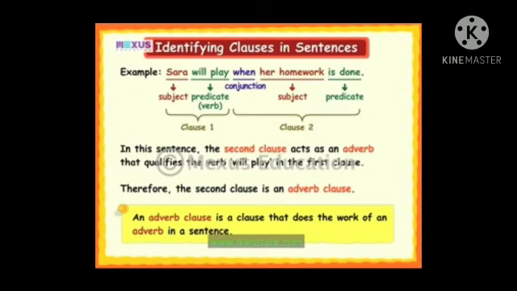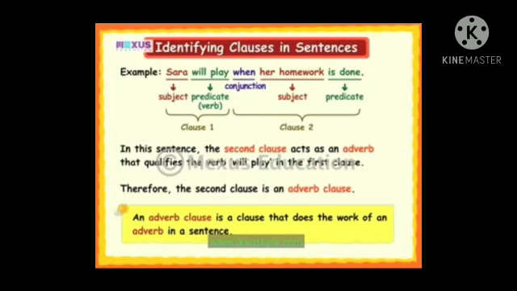Here, identify clauses in a sentence. First example: Sarah will play when her homework is done. Here, Sarah is a subject. Will play is a predicate. Sarah will play is group 1, that is clause 1. Her homework is done.